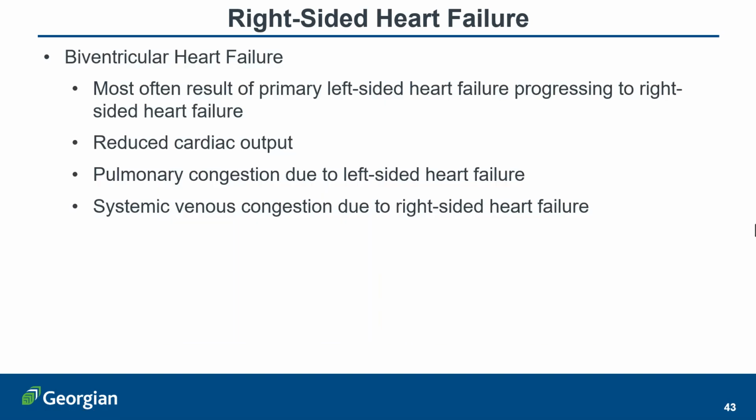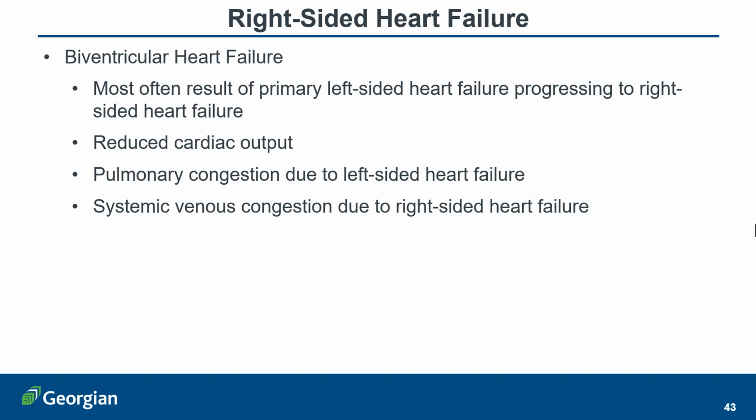So it typically starts with left-sided heart failure, then it can progress to right-sided heart failure. Occasionally, right-sided heart failure will develop first because of a right-sided myocardial infarction. But right-sided heart failure will eventually lead to left-sided heart failure, just like left-sided heart failure eventually leads to cor pulmonale and right-sided heart failure. How does right-sided heart failure lead to left-sided heart failure? Because of reduced cardiac output.